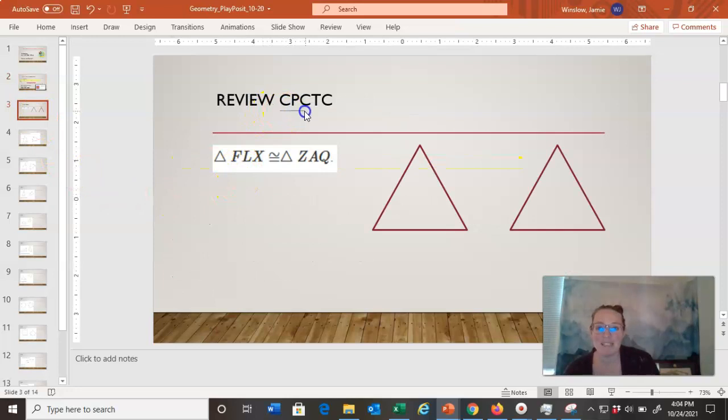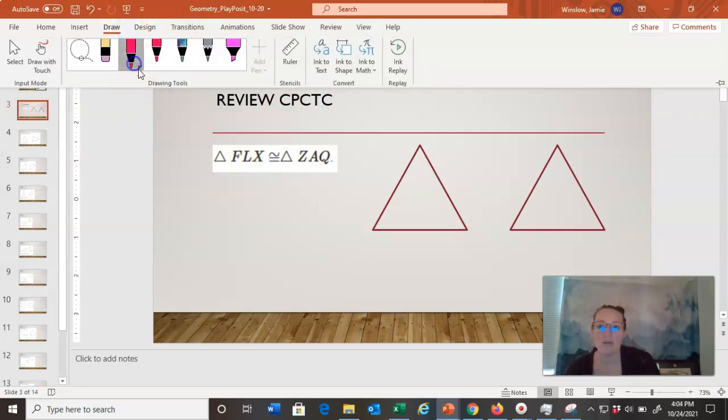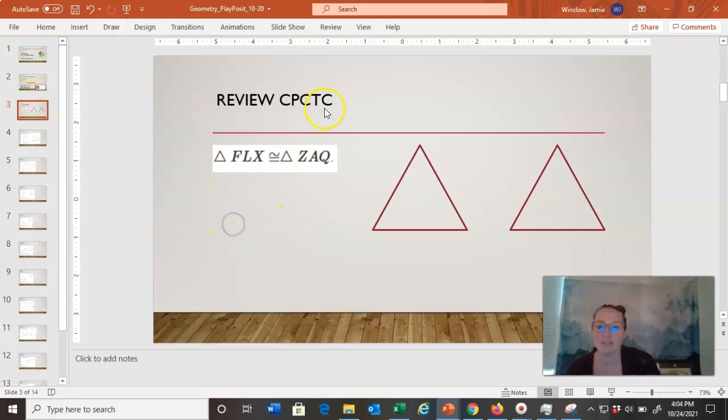So remember CPCTC. Oops, let me get my pencil. Corresponding parts of congruent triangles are congruent, and it works with any shape, but in this unit we call it CPCTC. So this right here, remember what we call this? It's a congruence statement. So this symbol means congruent to. So let's say we put FLX and ZAQ. So we can use this congruence statement to mark up the triangles and match up the parts.